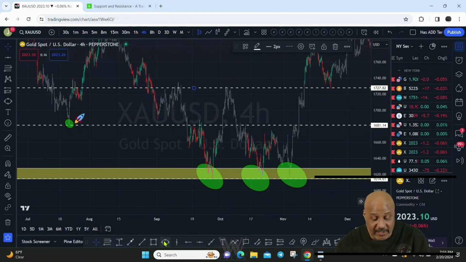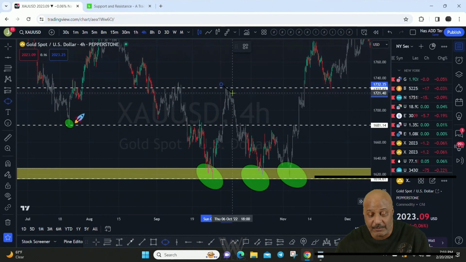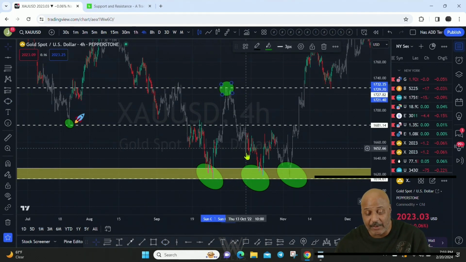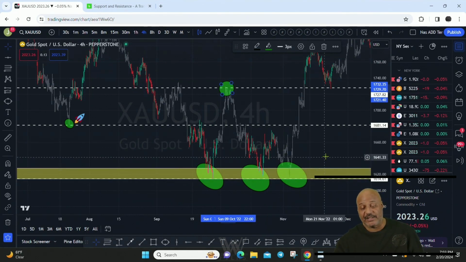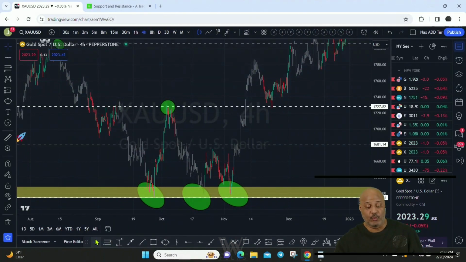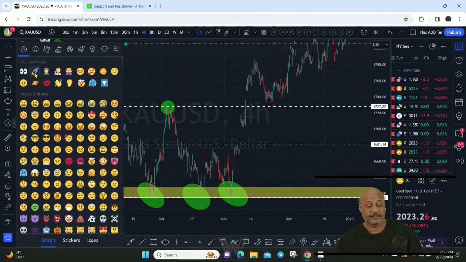I got to denote that with another line here. With the lips. Boom. Then that joint came all the way down here. It rejected right in here, about 1625. It came back again and rejected. And what happened? It went to the moon. Did it not? So I gotta find my rocket ship.